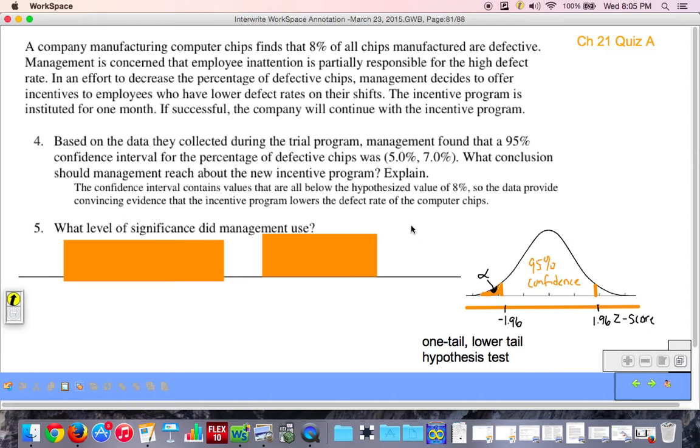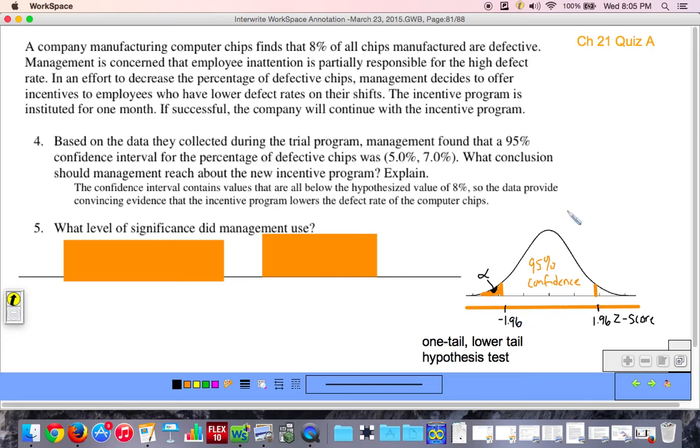Okay, question 5. What level of significance did management use? Before I introduce this quick formula, I'd like to take a look at our normal curve. For 95% confidence, we know we have a z-score of negative 1.96 and positive 1.96. It's bound by those two z-scores, 95% confidence. We know this is true.